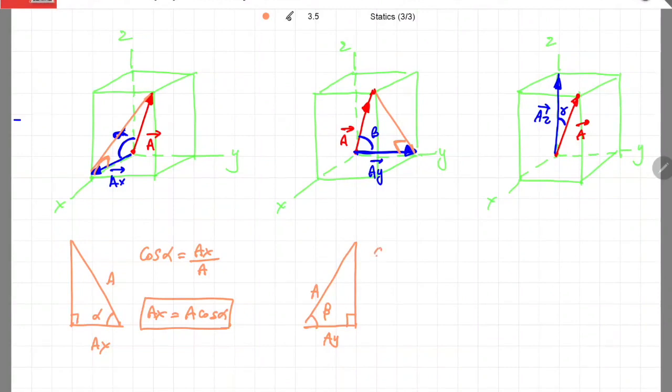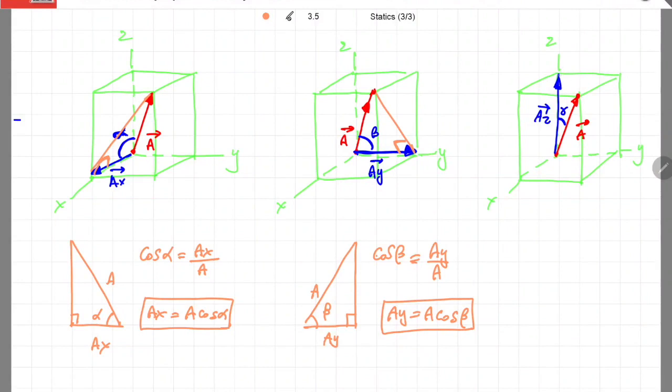Again, similarly, we can use the trigonometric relationship whereby cos beta is equivalent to the adjacent side, which is AY, divided by the hypotenuse, which is A. We rearrange the equation and we can calculate the magnitude of AY to be A cos beta. Sama je kan? Okay, repeat the same process for the z direction.